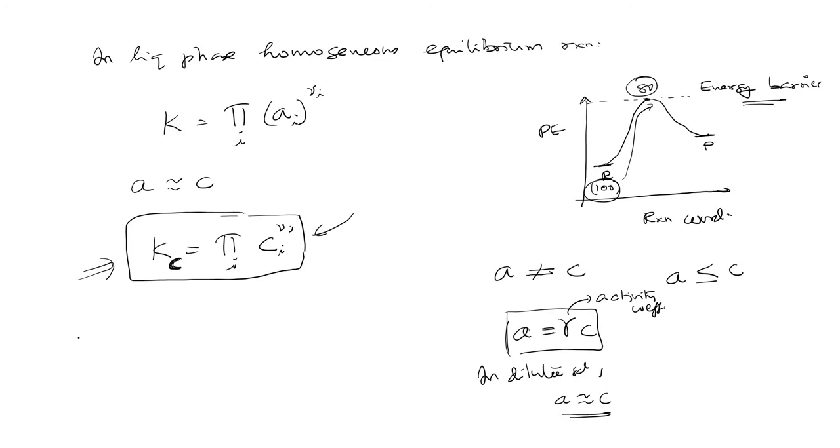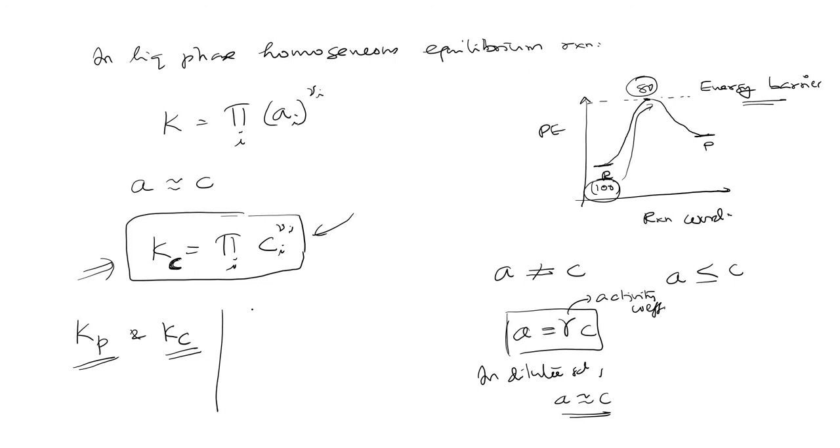So I have introduced two terms, Kp and Kc. What is Kp? Equilibrium constant in terms of partial pressure. What is Kc? Equilibrium constant in terms of concentration. Keep this in mind. Now I'll give one example and proceed further.